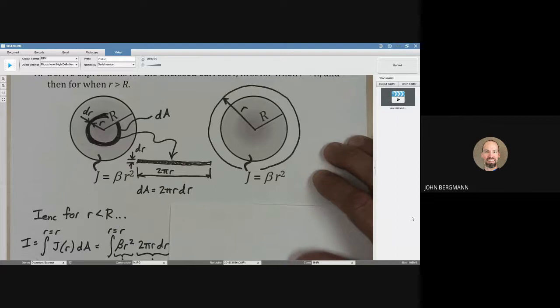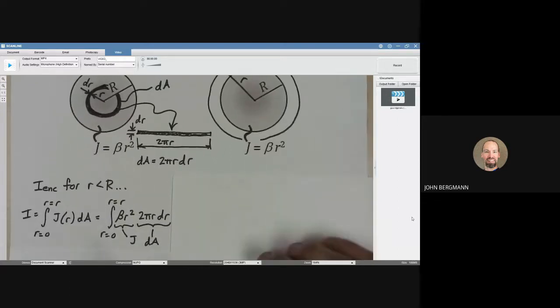What we're going to end up doing is something like this. The current is going to be the current density multiplied by the area, and we are going to have to integrate that from little r equals 0 to little r equals little r. The equation for the current density is beta times r squared, so I've included that here near the bottom of the page. And then dA, as we showed above, is 2 pi r dr.